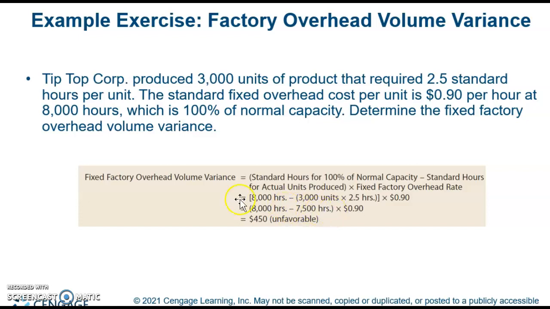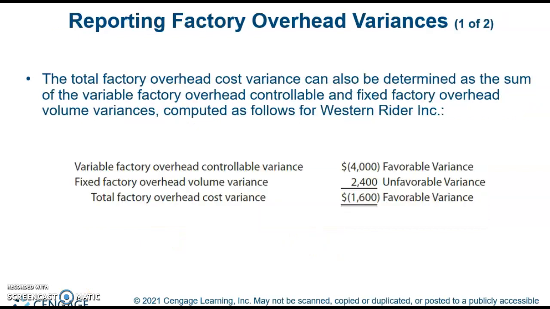All right. So 8,000 is what we did, but we actually should have spent 7,500 hours. So we used more hours. And when we times that by 90 cents per hour for our fixed factory overhead rate, we get 450. So this would be unfavorable.